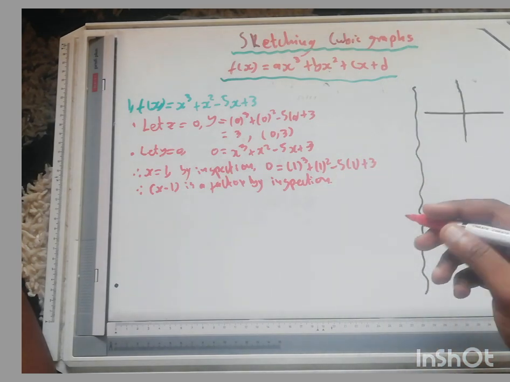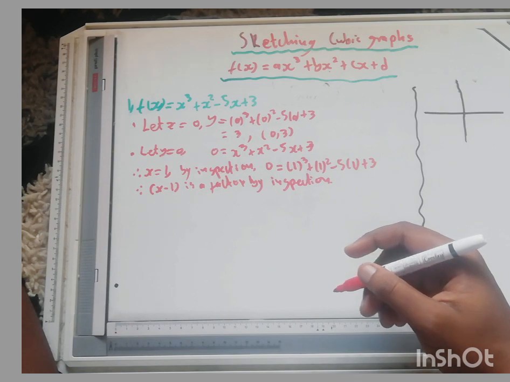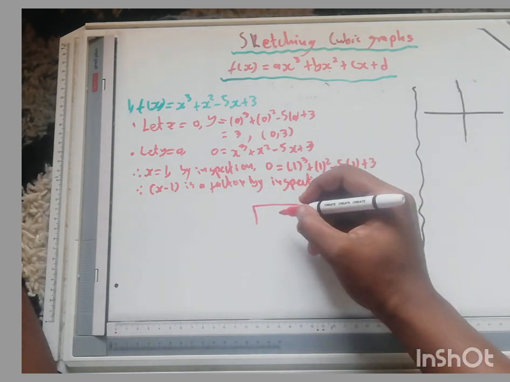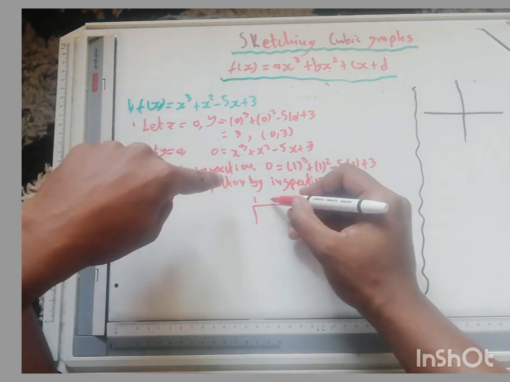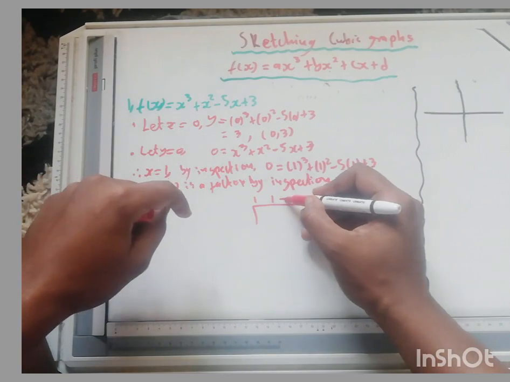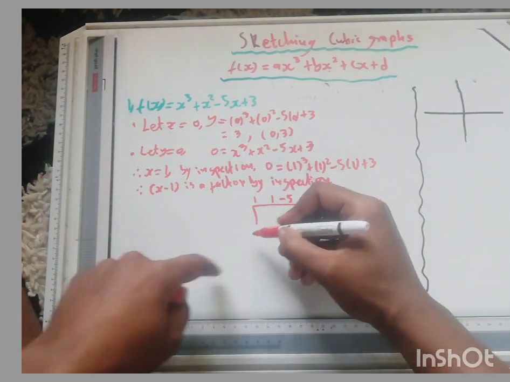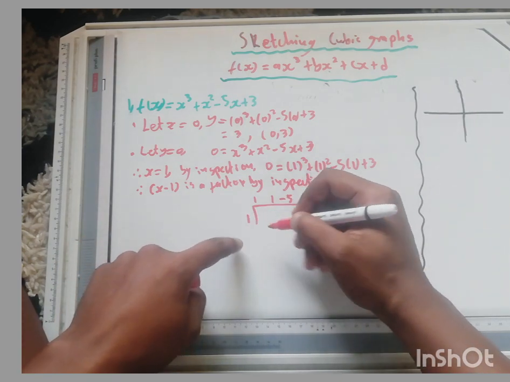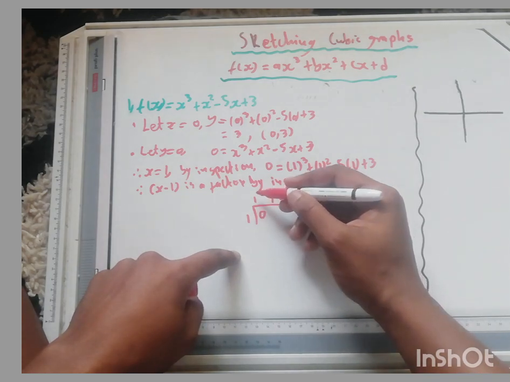And then after that, personally, I use the synthetic division method. So I'll draw my things here. Here I have 1, this one is the one here, and then I have this one from here, and then I have minus 5, and then I have 3, this 3 here. Since I know that 1 is one of the factors, I write it here, and then the first one you always put a 0, and then you add or subtract this way.